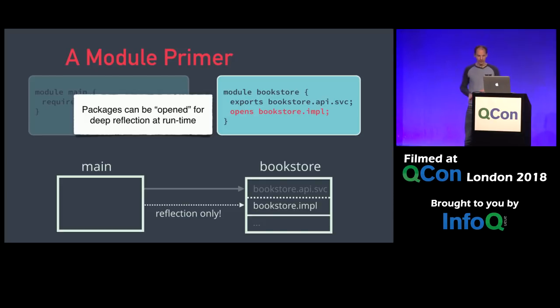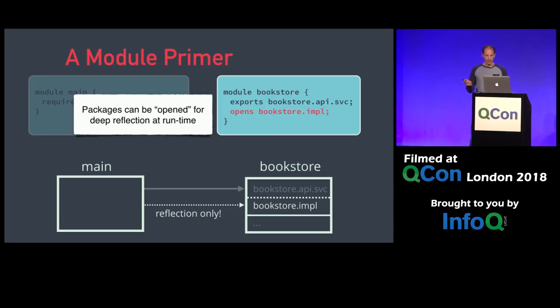So what opens does is that it allows all modules to access, in this case, the bookstore.impl package only at runtime. So at compile time, there's still encapsulation. You still can't compile against anything that's inside of bookstore.impl, which is what you want. You want to have nice service interfaces rather than talking to implementations. But at runtime, libraries like Spring and Hibernate are still able to break this encapsulation and use reflection to instantiate your service implementations, your entities, and so on.